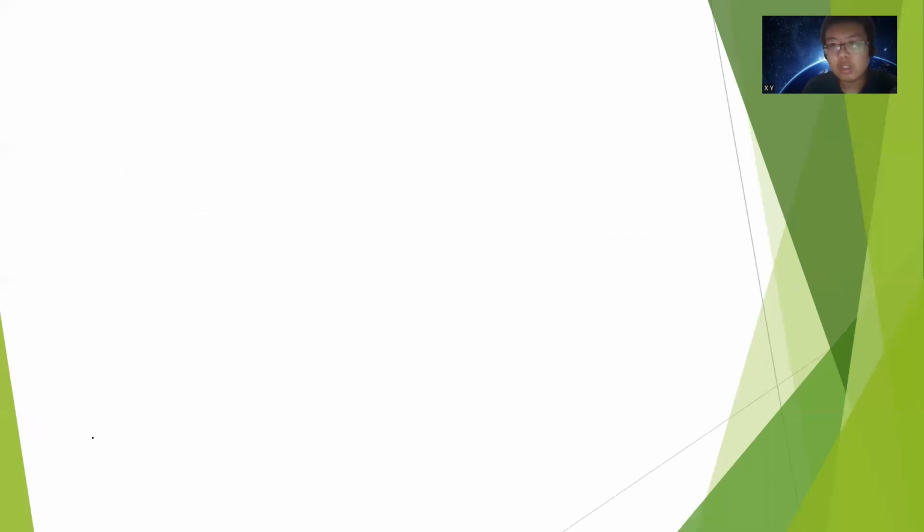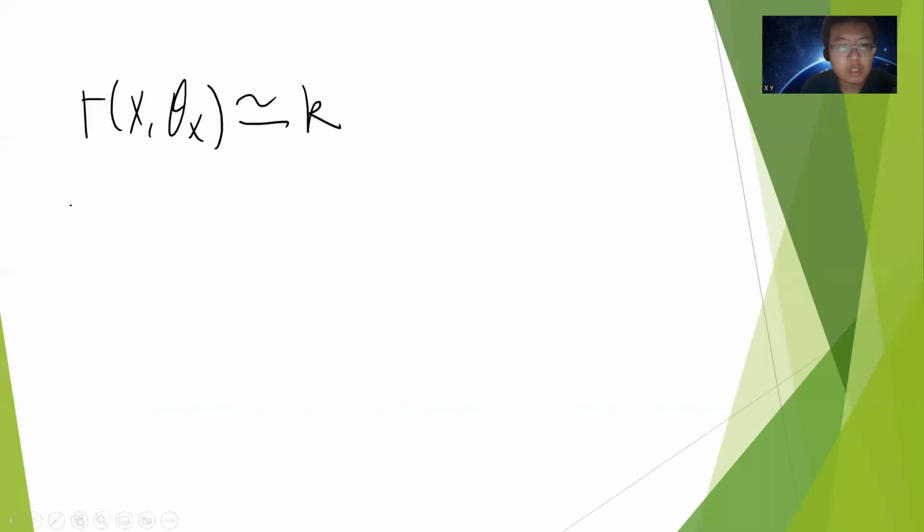Okay, so now we get a contradiction, right? Because this is the same as Liouville's theorem. Liouville's theorem says that the only bounded entire function on the complex domain is constant, right? This is exactly the same as this. It's almost the same. Okay, so this will give you a contradiction, right?